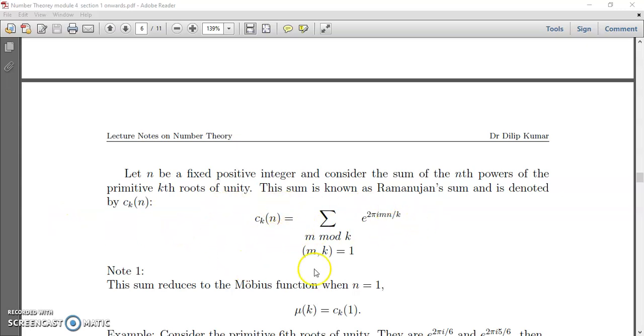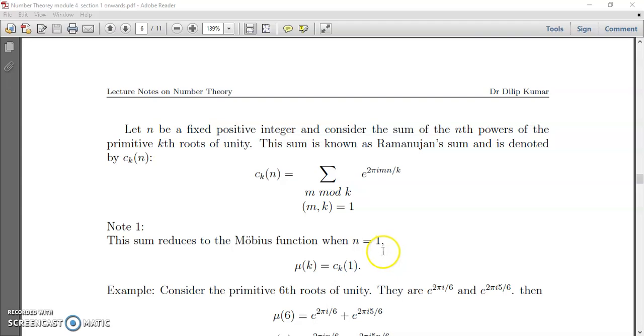So what is Ck of n? Ck of n is nothing but the summation over m mod k, GCD of m and k is 1, of e raised to 2 pi i m n by k. So here the only additional term in the primitive kth roots of unity is n. If n is equal to 1, then the sum reduces to the Mobius function. That is, mu of k is equal to Ck of 1.